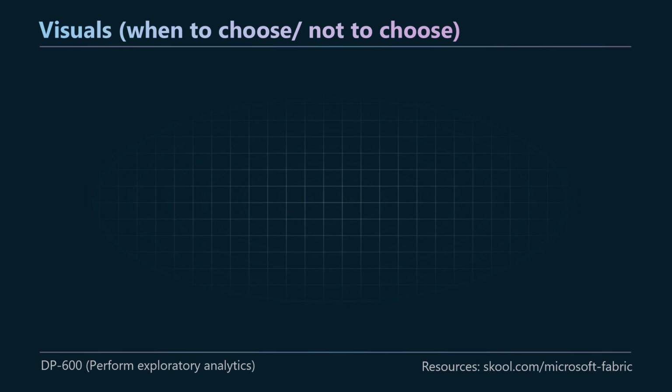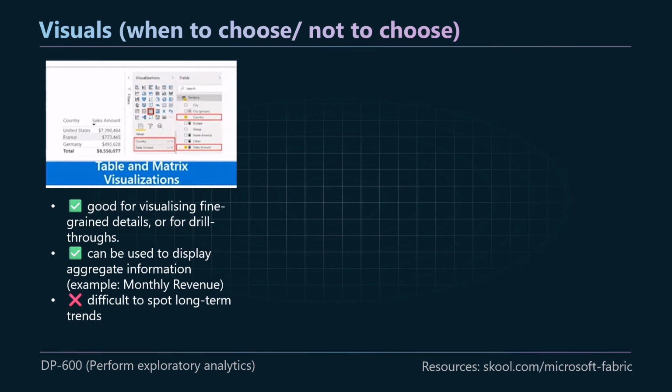Okay, so let's go through some of the commonly used visuals in Power BI and when you might consider choosing them, or maybe not choosing them as well. So let's start with the table and the matrix visualization. These are really good for visualizing fine-grained details in your data, allowing your user, the report user, to explore the data themselves, right? And these are commonly used in drill through functionality.